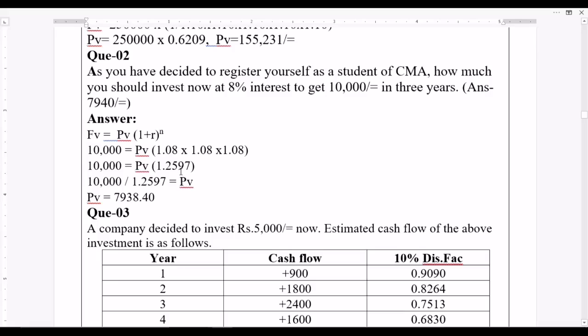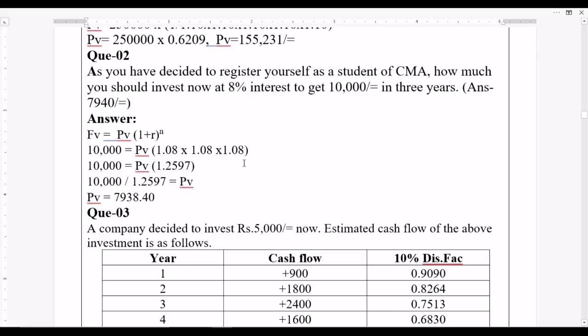So to find out the present value, you have to divide the 10,000 by 1.2597. So the answer is 7,938 and 40 cents. You have to invest that now to get 10,000 in 3 years.